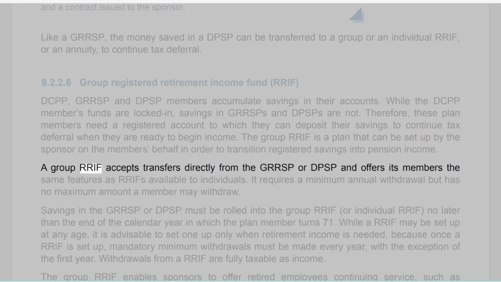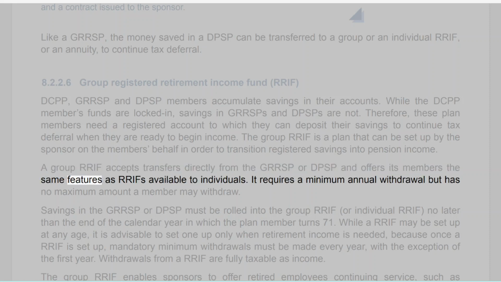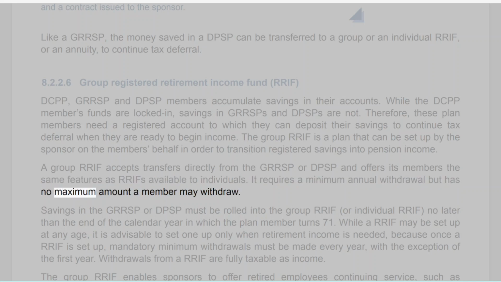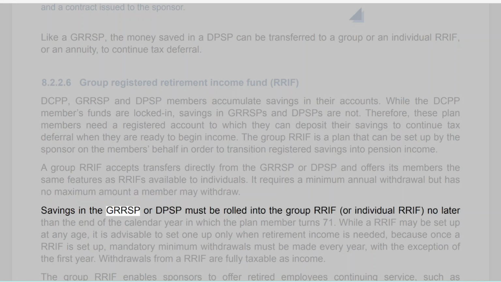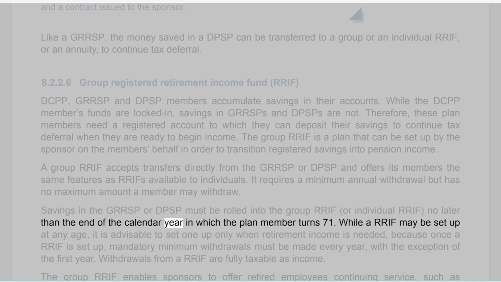A Group RRIF accepts transfers directly from the GRRSP or DPSP and offers its members the same features as RIFs available to individuals. It requires a minimum annual withdrawal, but has no maximum amount a member may withdraw. Savings in the GRRSP or DPSP must be rolled into the Group RRIF or individual RRIF no later than the end of the calendar year in which the plan member turns 71.